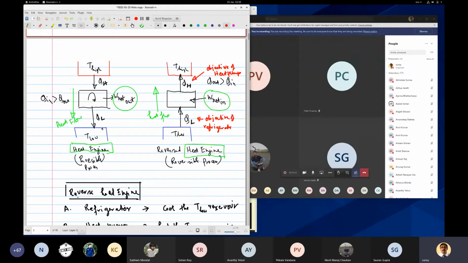Of course, nowadays, even if you see the Kolaghat thermal power plant, if you come by, it is beside the river, right? It's beside the river. So that is because you need to throw away a lot of heat. Now, so this is called the heat engine. Okay, and it's a reversible process. What is a reversible process?